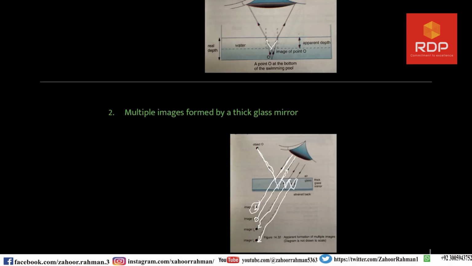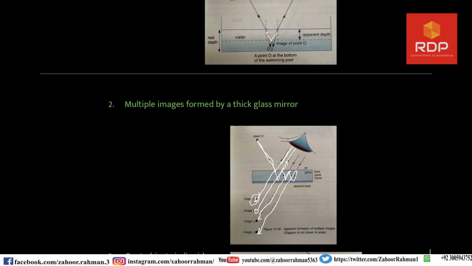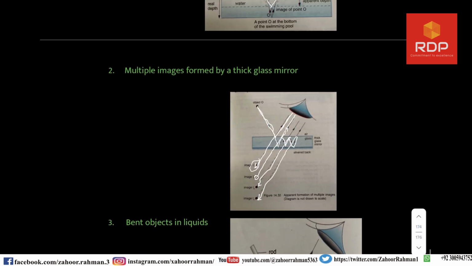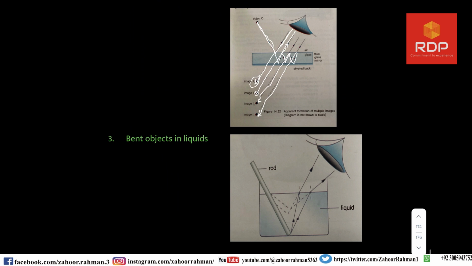I have to show you this in the form of a table, and that table is given to you. I1 is the faint image, image 2 is the very bright image, and the fainter image is I3, and I4 is the faintest image. That is given in the form of a table as well. So the third one here is a bent object in liquid.